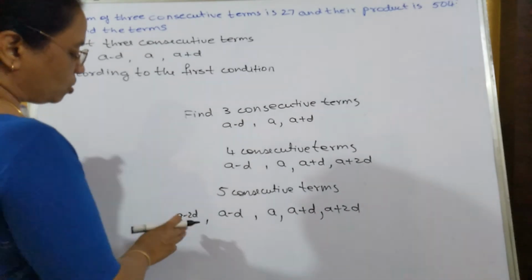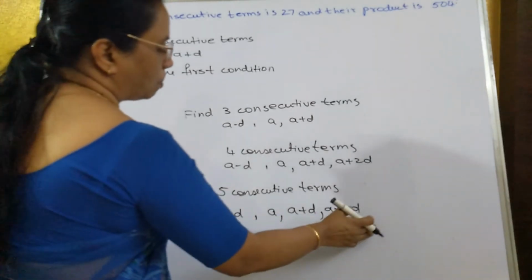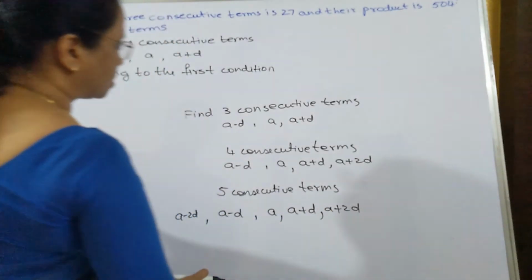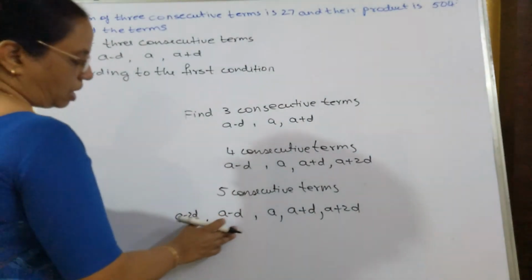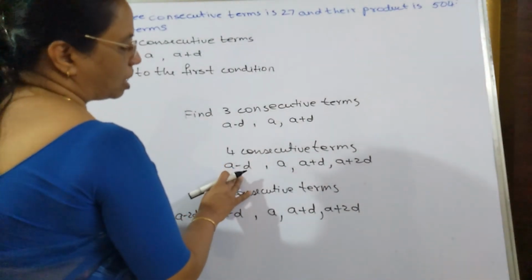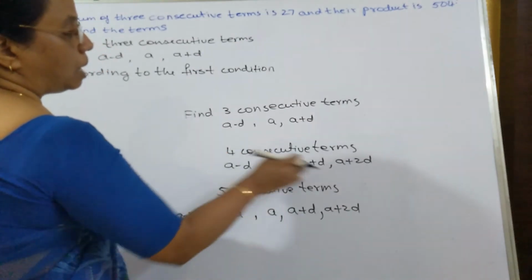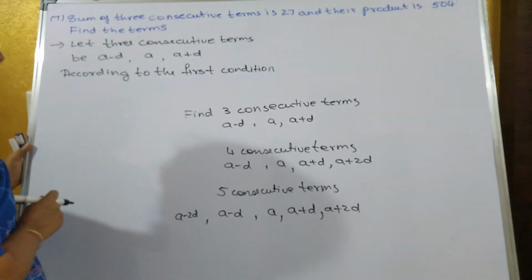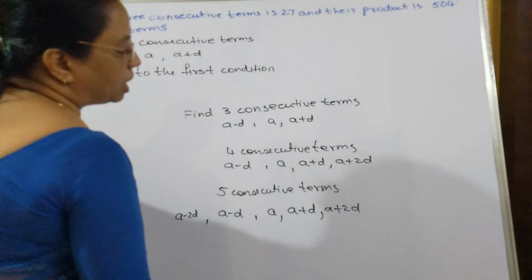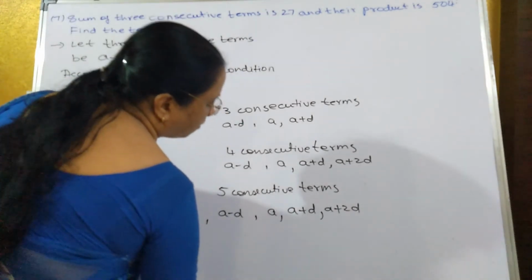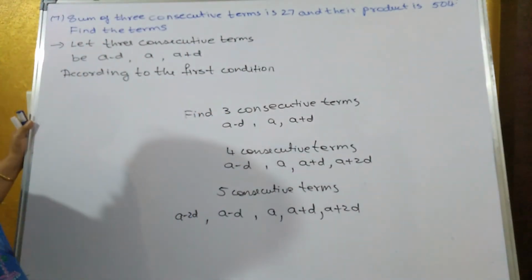We can change this also if you want. You can take A plus 3D also according to the question. According to the question, we can take anything. It's not necessary that you take A minus D. You can also take A plus 2D or A minus 2D. The values of A and D may come different, but the final answer, the four consecutive terms, will remain the same.